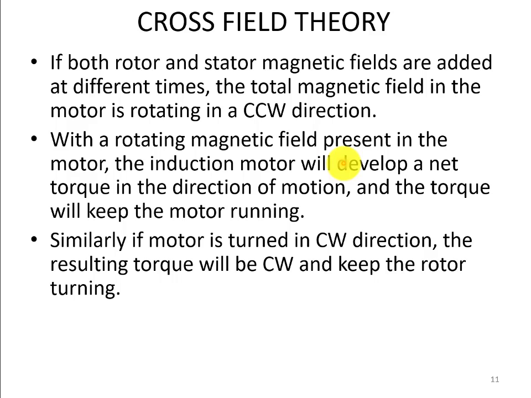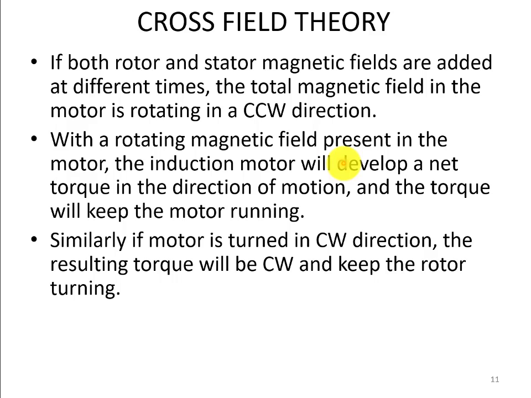We have seen the double revolving field theory, that the magnetic field is divided into two parts rotating in opposite directions. One is clockwise and the other is counterclockwise, and the net magnetic field will not be able to produce any torque in the rotor.